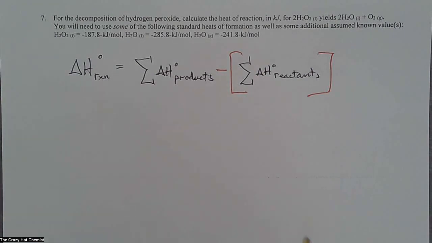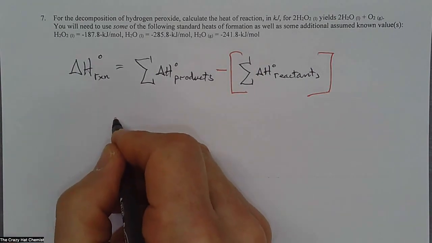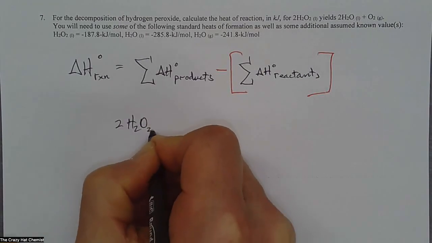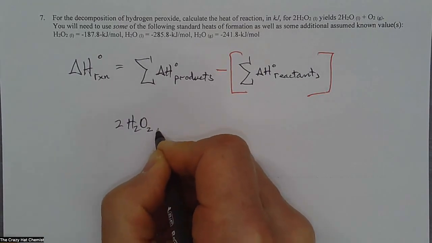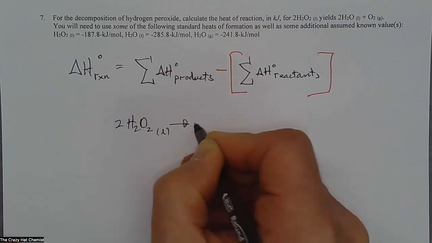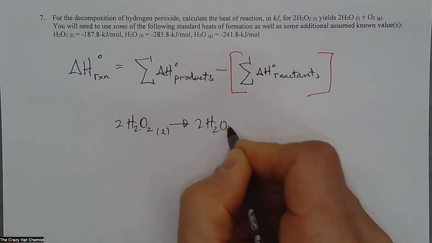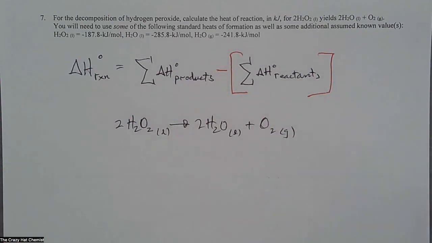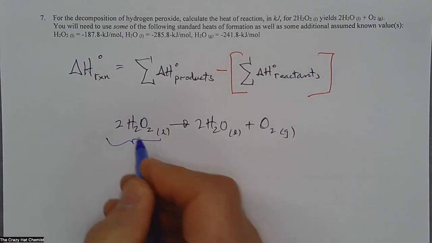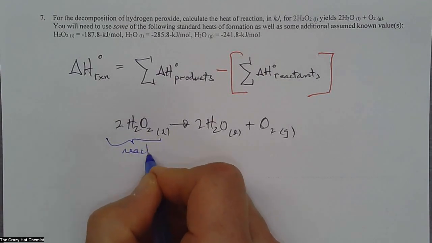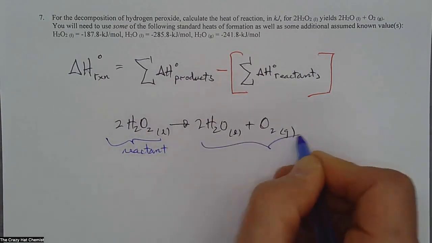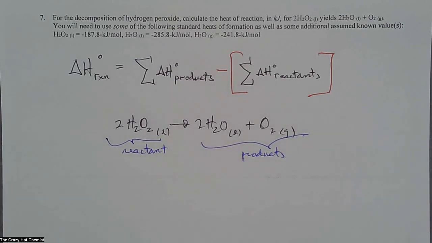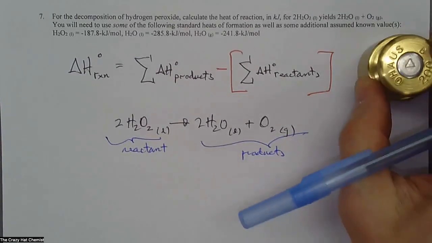Okay, and so what we're looking at is this equation right here. I'm just going to rewrite it. 2H2O2, that's a liquid, yields 2H2O liquid plus O2 gas. Okay, so this is the single reactant. And these are products. So hopefully you recognize that part. That's really our first step here.